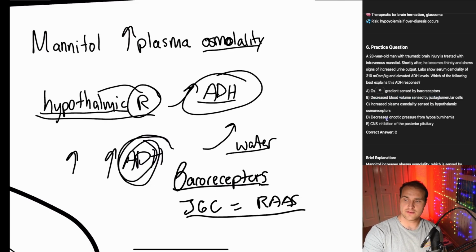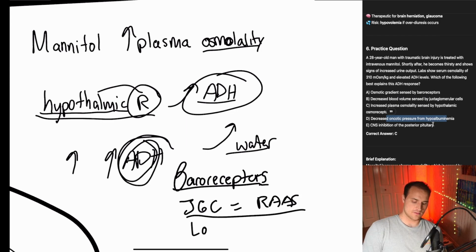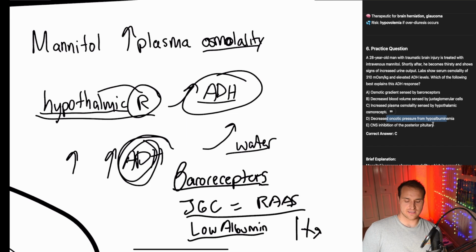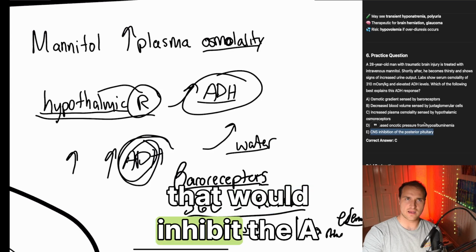So not quite. Decreased oncotic pressure from hypoalbuminemia. So low albumin is what they're saying here. And if you have low albumin, then the body's going to go out to try to find some albumin, and that's going to be like edema by definition. And so that's not it. Here we're talking about ADH stuff. So CNS inhibition of posterior pituitary. Well, if you're inhibiting the posterior pituitary, then that would inhibit the ADH.